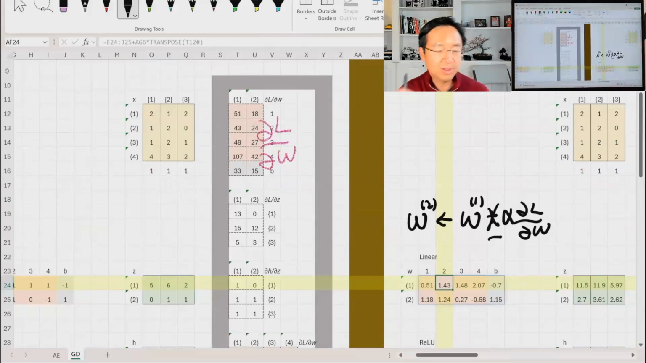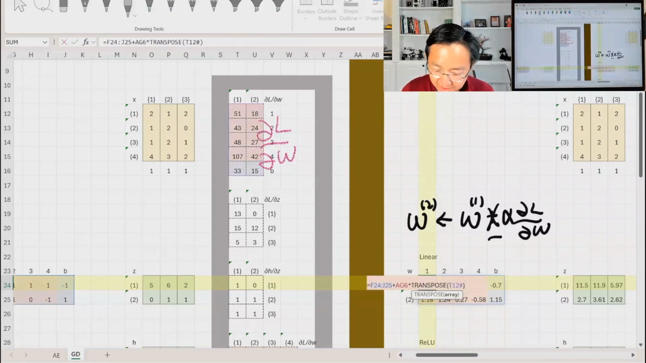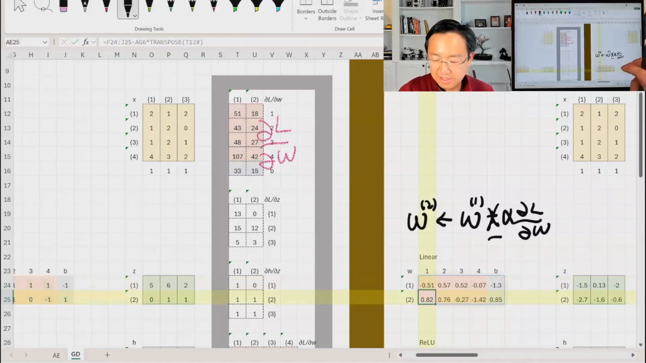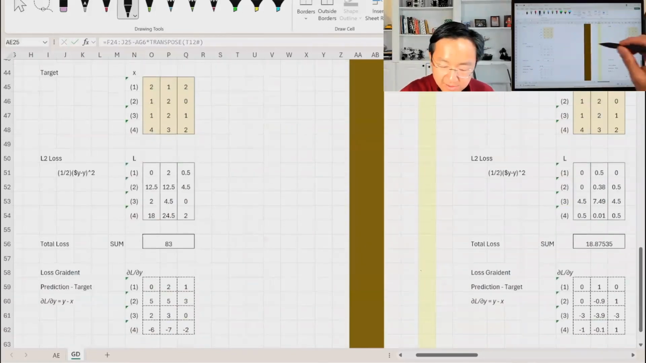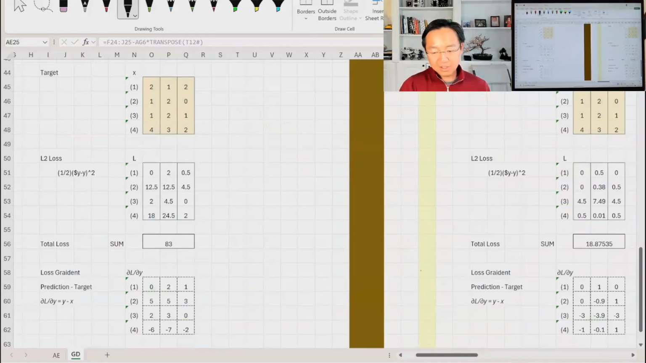Why? Because we want to do gradient descent. We want to go in the opposite direction of where the loss increases. The loss increasing is a bad thing. We want to go in the opposite direction, which is where it decreases. So I have to update my equation: instead of plus, I'm going to make this minus. Okay. So in that case, we're going to see the loss actually goes down. So 83 to 18, which looks not too bad.